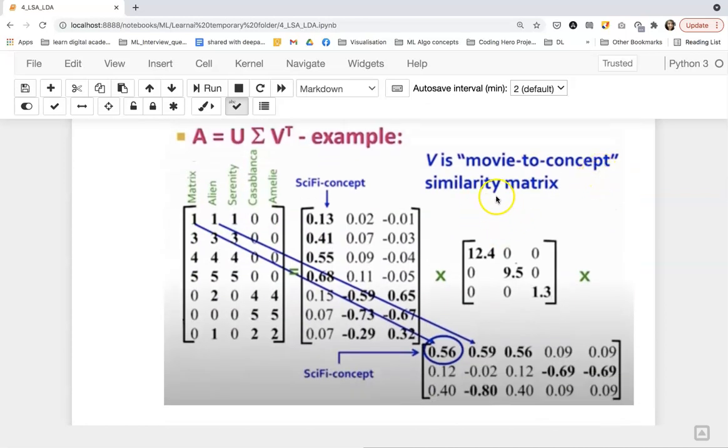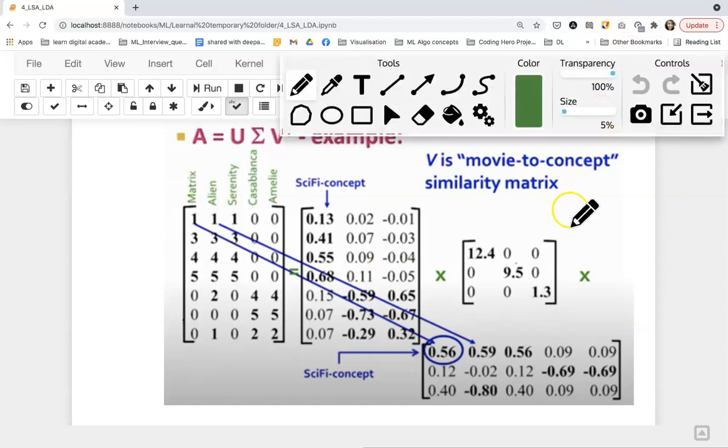Now over here we can see these are our movies, and these are our concepts. This will have R cross N. So these are our movies: the Matrix, then Alien, then Serenity, then Casablanca and Titanic. The two most prevalent concepts are sci-fi and romance. This one is the romance concept and the one above is the sci-fi concept. We can neglect the third one because its number is very small, 1.3.